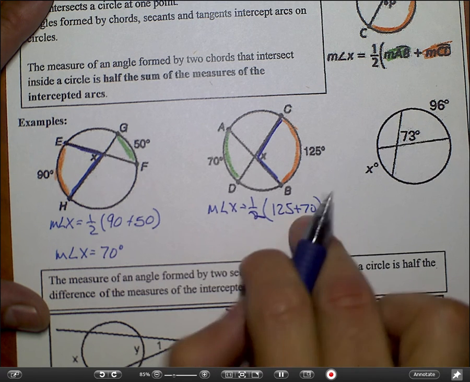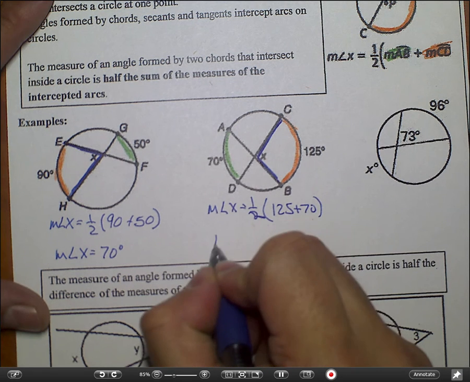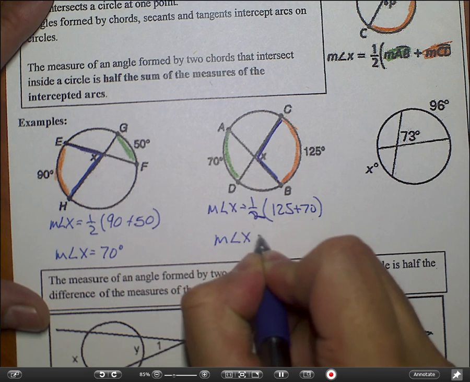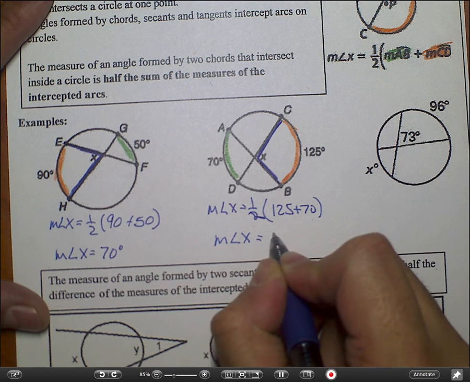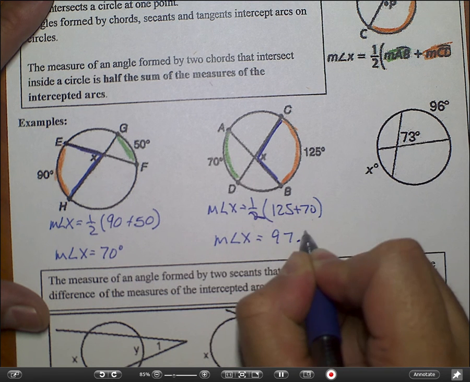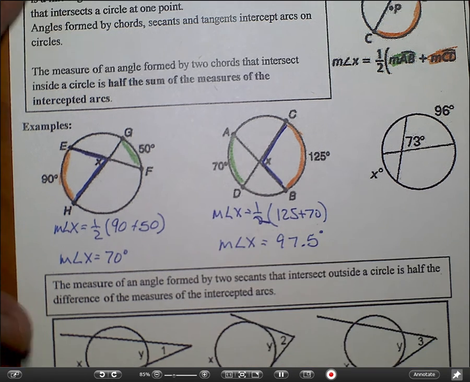195. And 1/2 times 195? 97 plus .5. 97.5 degrees. Now, if your calculator just gave you the fraction, hit Control Enter. Control Enter, it's going to give you the decimal.